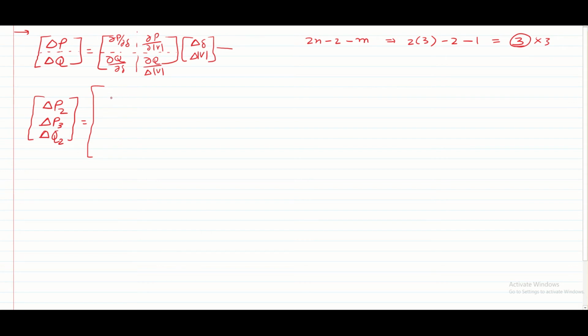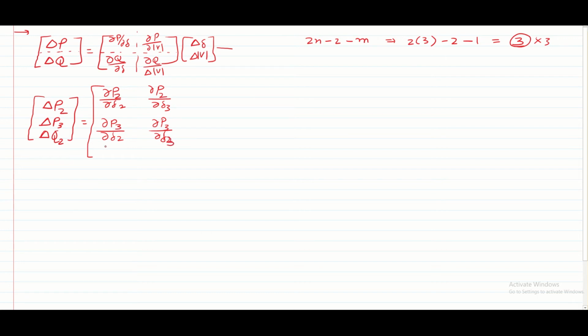So let us write the elements of the Jacobian matrix. Here the elements start from the first element. It shows del P by del delta. That means here we have del P2 by del delta 2. The second element is del P2 by del delta 3. Here it is del P3 by del delta 2, and here it is del P3 by del delta 3.